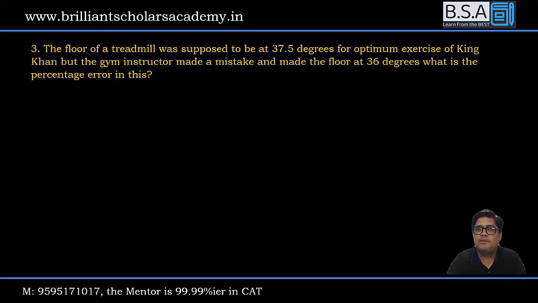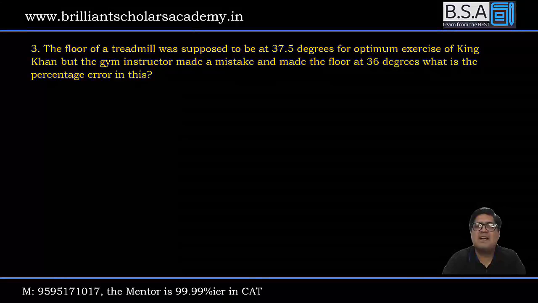Try this. छोटे से example. Level बढ़ेगा. You have 3 more lectures on percentages. Tomorrow you have a lecture, 9 to 11. The floor of a treadmill was supposed to be 37.5 degrees for optimum exercise of King Khan. But the gym instructor made a mistake and made the floor at 36 degrees. What is the percentage error in this?